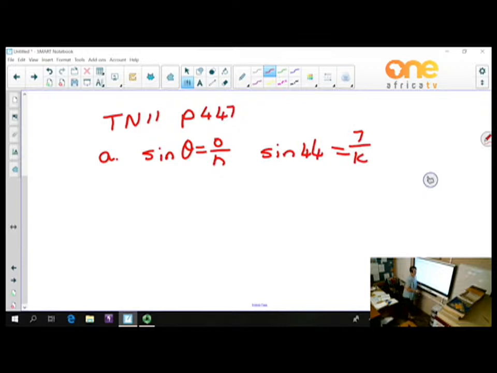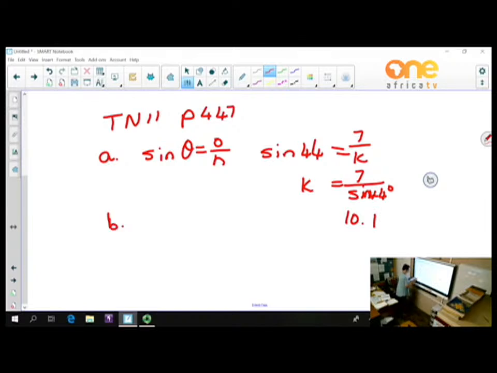Now this time we want to find the hypotenuse, so we're going to say bottom divide. These two swap places. So k is equal to 7 over sine 44. Which method now? Divide. So 7 divided by sine 44 is equal to 10.1, rounding to 3 significant figures.